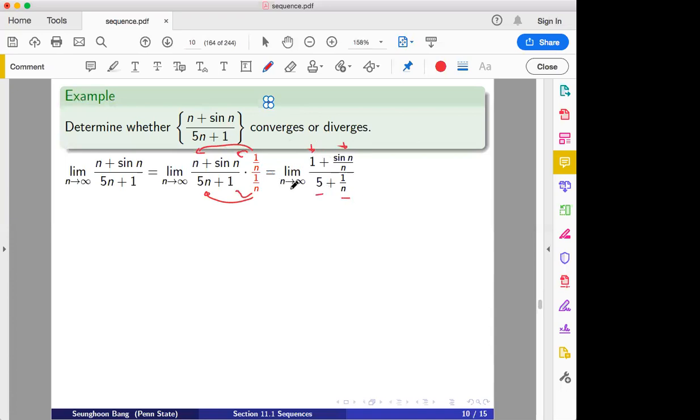The next thing: n is approaching infinity. What about 1 over n? Yes, 1 over infinity is going to 0. What's the sine of n over n?